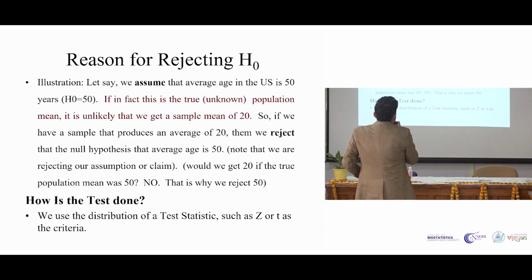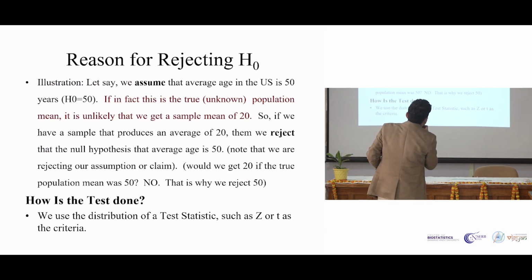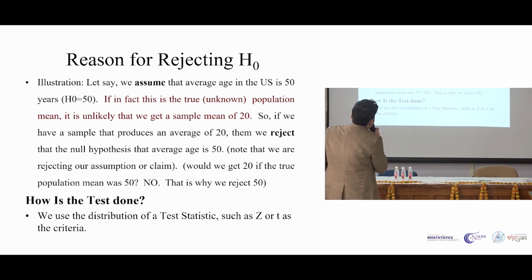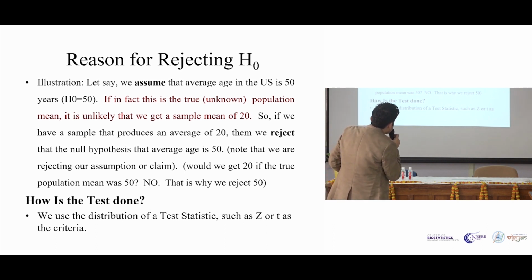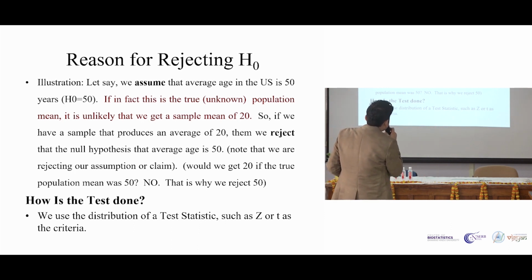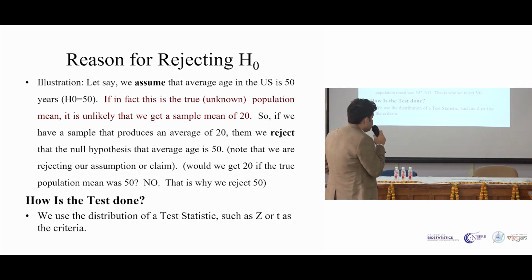The reasons for rejecting H naught: let us assume that the average age in US is 50. If in fact this true unknown population mean, it is unlikely that we get a sample mean of 20. So if we have a sample that produces an average 20, then we reject the null hypothesis, that is the average age is 50. Note that we are rejecting our assumption or claim. How it is done, how you are rejecting it.